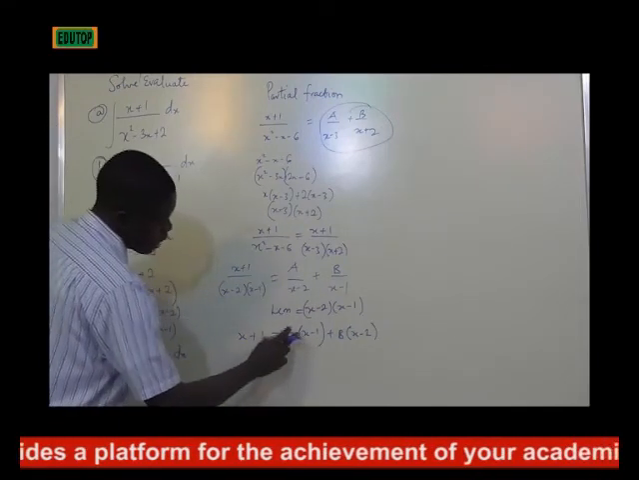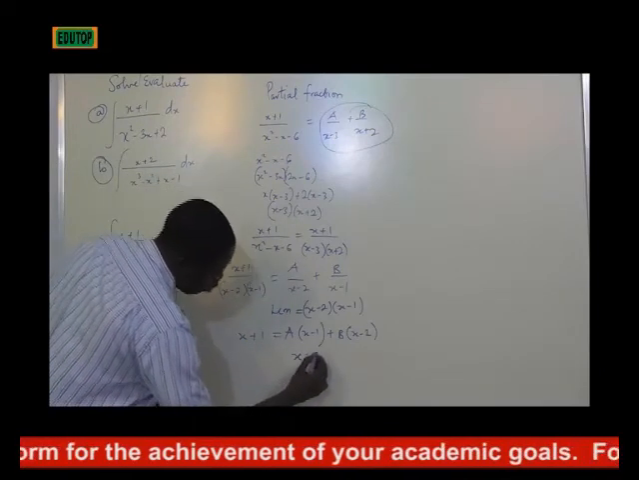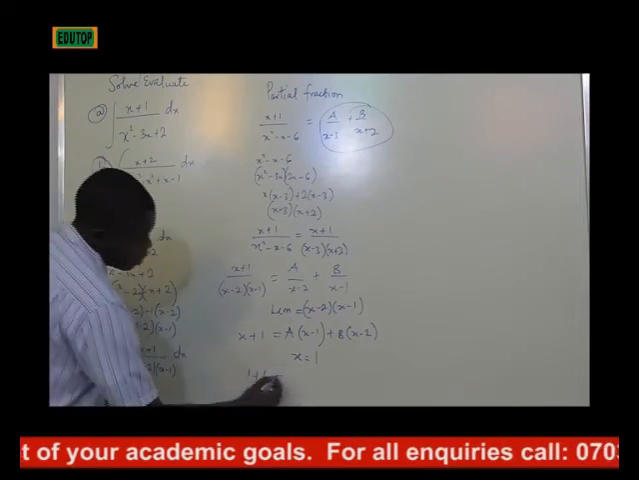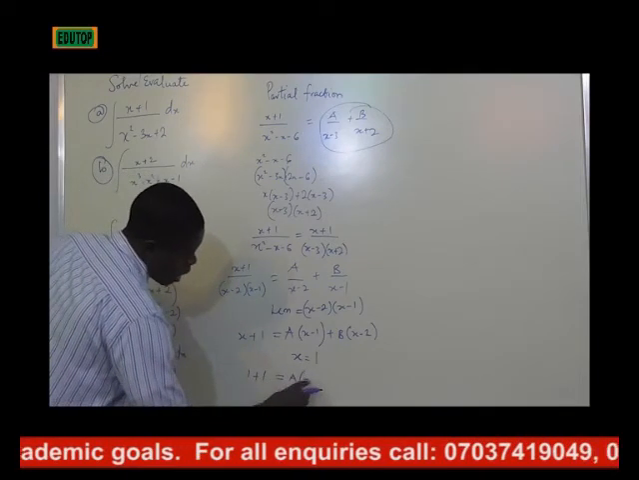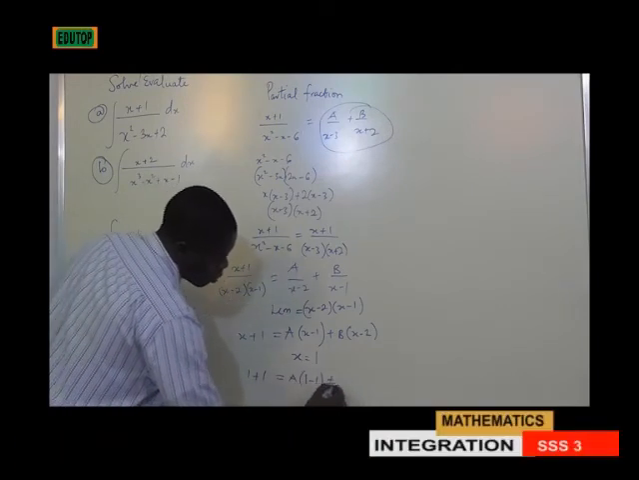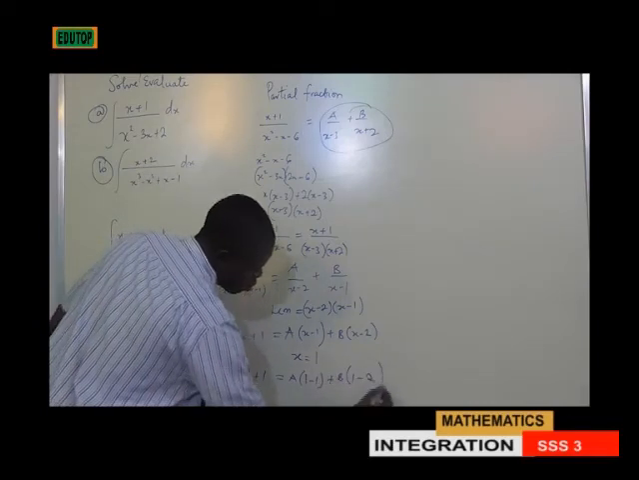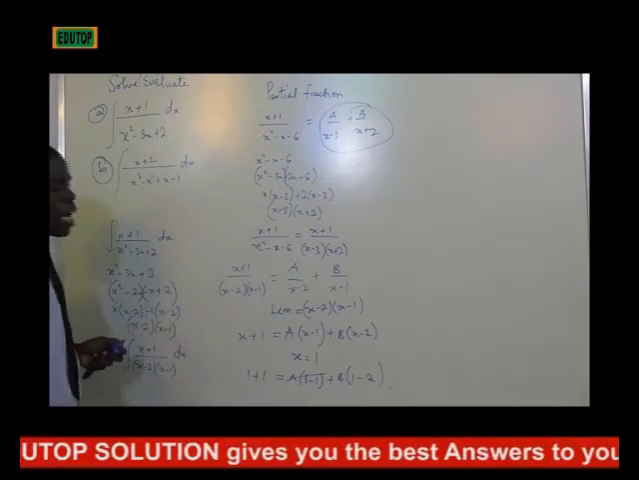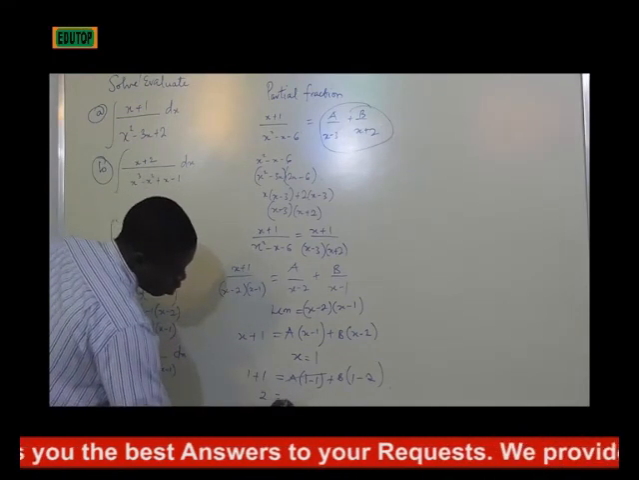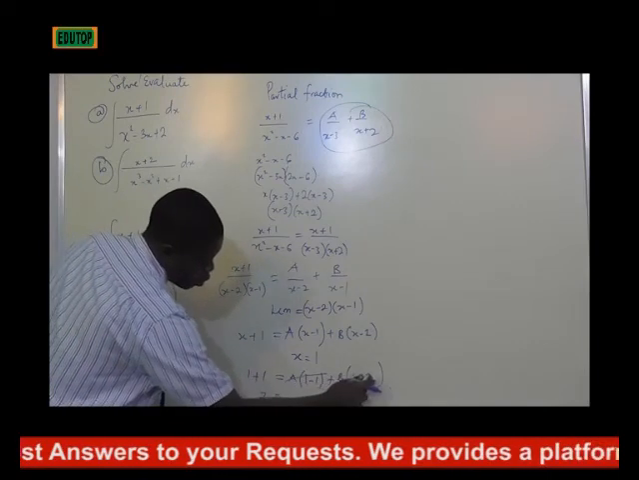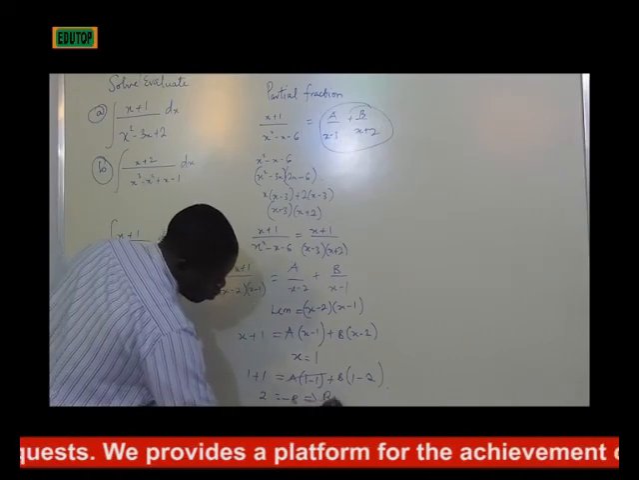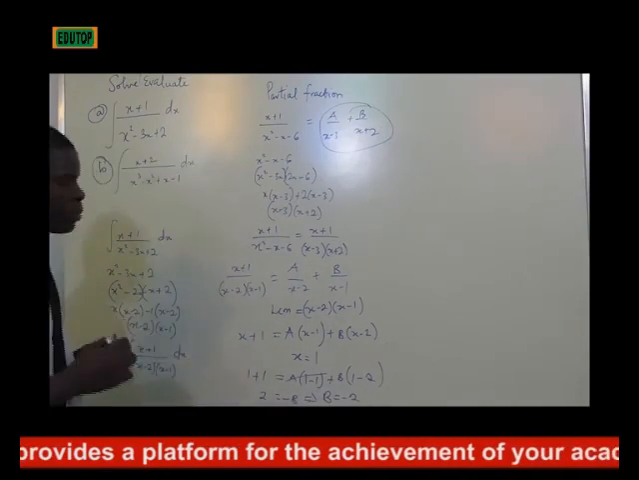So the cover-up rule is telling me that I can say let my x be 1. If my x is 1, 1 plus 1 on this side is equal to a into 1 minus 1 plus b into 1 minus 2. 1 minus 1 is 0, so this one can cancel a, and that's my interest. So I can calculate my b easily. So we have 2 equals 0, then this one is 1 minus 2, that's minus 1. Minus 1 times plus b is minus b, which implies that my b will definitely be minus 1. So I've calculated my b for the first case.